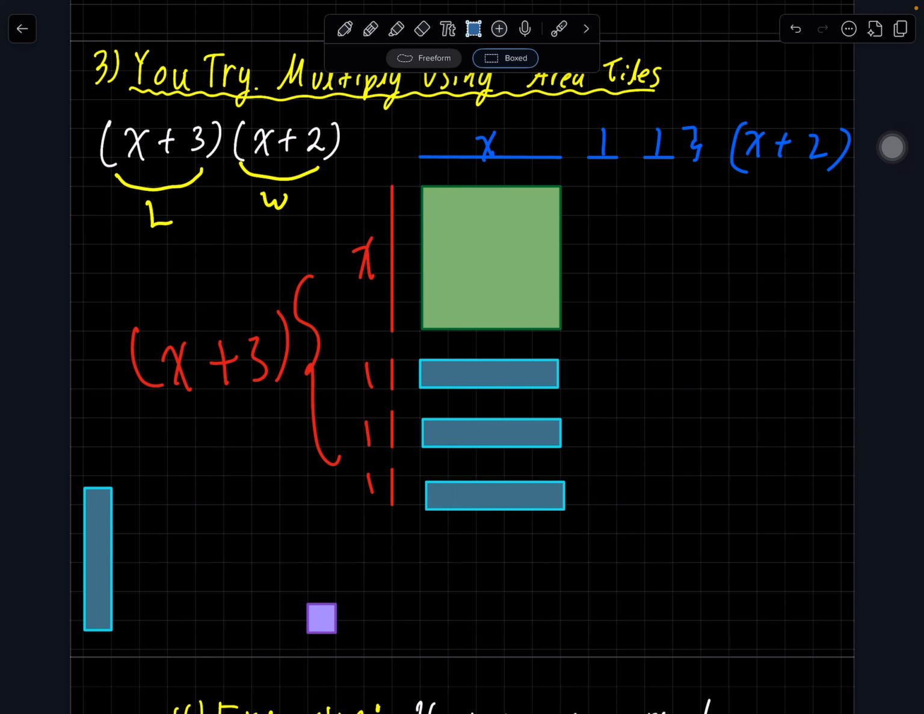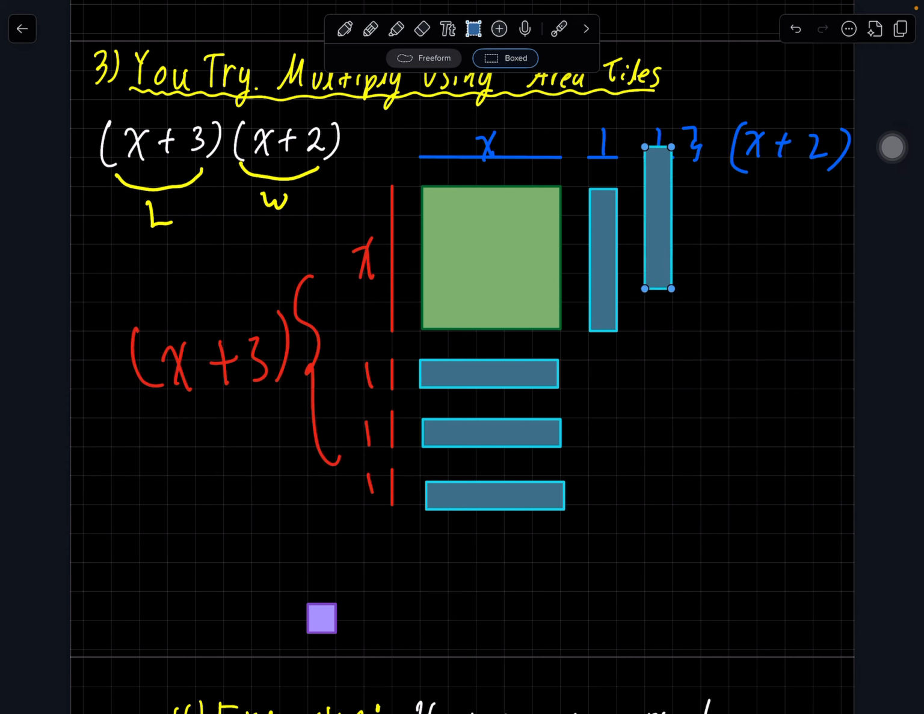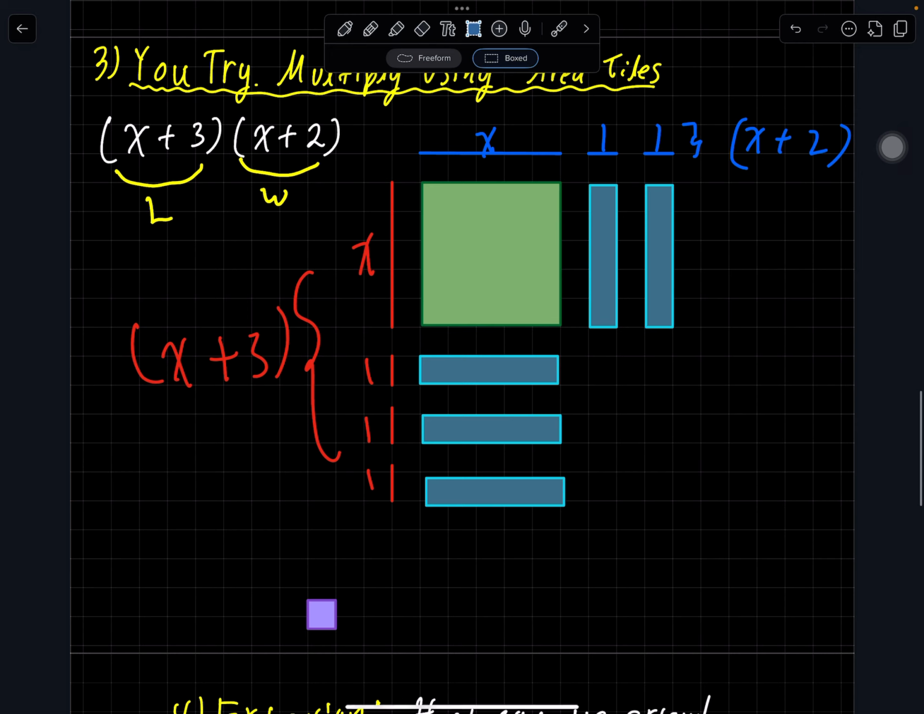And now moving on to the next column, we have 1 times x, which again is a blue bar of area x. And then we have another width of 1 by x, which means we have our final blue bar right here for x. And now we have many 1 by 1s, so we'll fill in the rest with 1 by 1s.